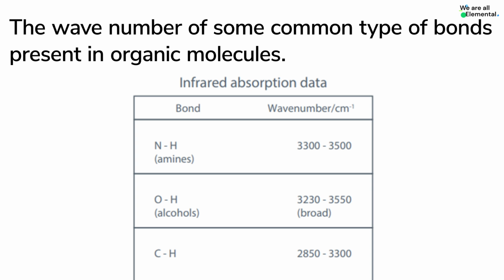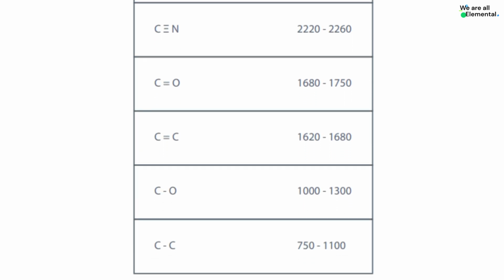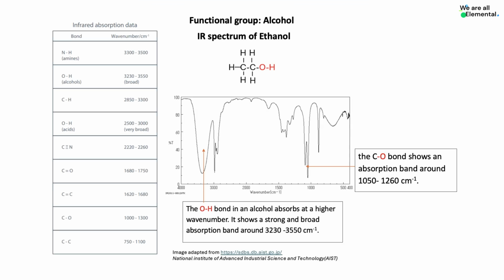In the table below, the wave numbers of some common types of bonds present in organic molecules are shown. For example, this is the IR spectrum of ethanol. It has an OH bond, which absorbs at a higher wave number, and it shows a strong and broad absorption band around 3230 to 3550 per centimeter. And the CO bond shows an absorption band around 1300.